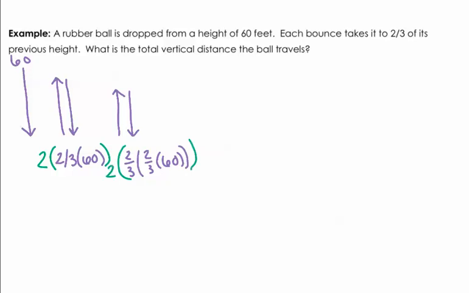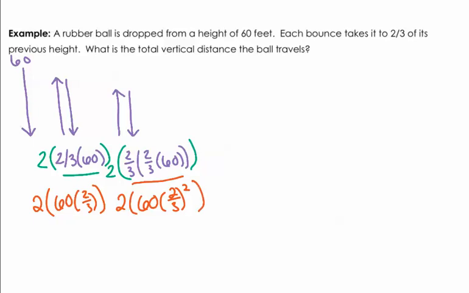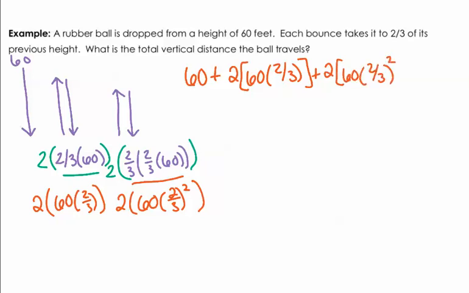So as we think about what this means, we can write this term as 2 times 60 times 2/3. And then this next term is going to be 2 times 60 times 2/3 squared because we have 2/3 two times. So as we think about our sequence, my initial distance is 60 plus 2 times the 60 times 2/3 plus 2 times the 60 times 2/3 squared, plus my next one would be 2 times 60 times 2/3 cubed, and it would keep going on and on forever.